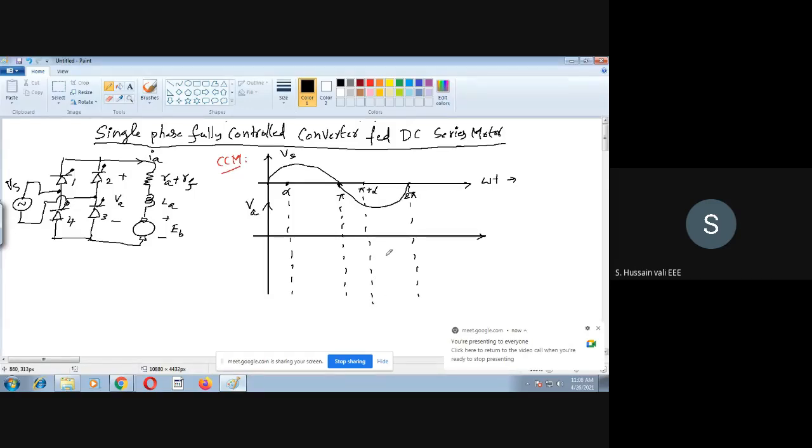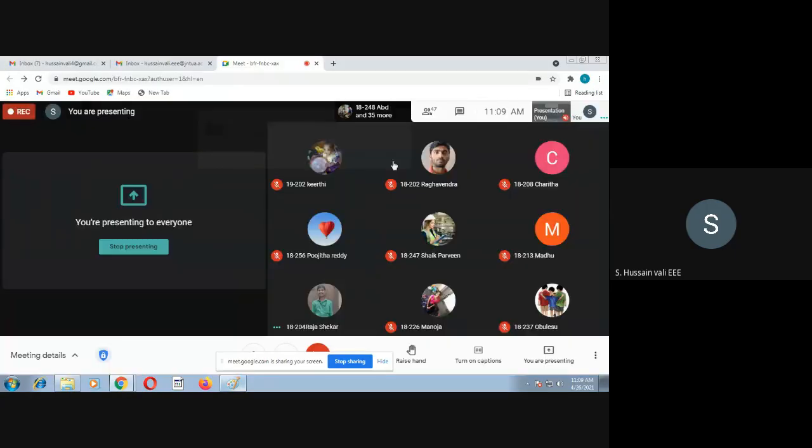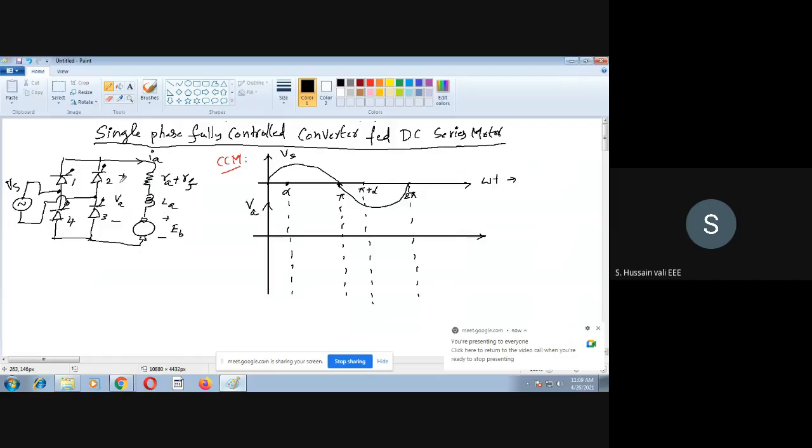Now I have taken continuous conduction. I hope you know the continuous conduction means that the current in the armature is never zero. It is always there. If you look at the circuit diagram, you will understand only one thing: if the current Ia has to be continuous, either 1,3 or 2,4 will have to conduct. So at any instant of time, either 1,3 or 2,4 thyristors will conduct. That's the continuous conduction.